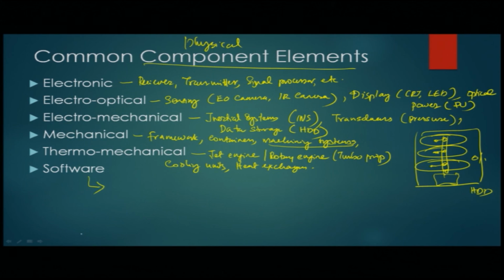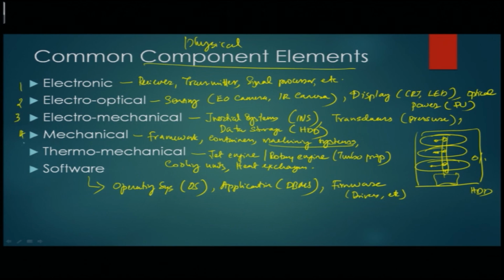And finally, software examples can include operating systems, which we call OS. Then we have applications, one of which could be a DBMS, database management system. You can also have firmware. If you have a display card, the driver used for it, and drivers and stuff like that, are part of the firmware. So you can see that the physical components can be classified into these six parts or six buckets for easy understanding and study.